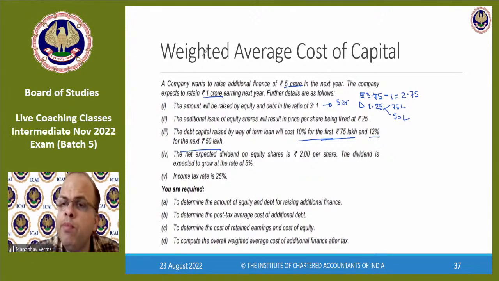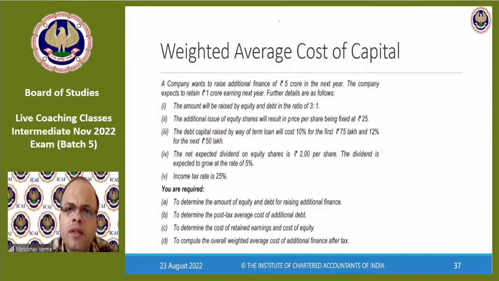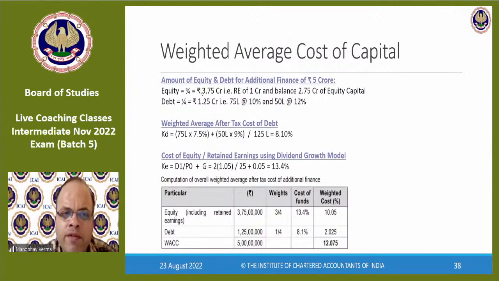Yeah, I can see everyone responding now. That's great, guys. Give me a second. Yeah. So guys, let's move to the second part. The first part is clear to everyone. We're talking about 3.75 crores and 1.25. Retained earnings 1 crore, so a balance of 2.75, and the 1.25 crore of 75 and 50 lakh with respect to 10% and 12%.